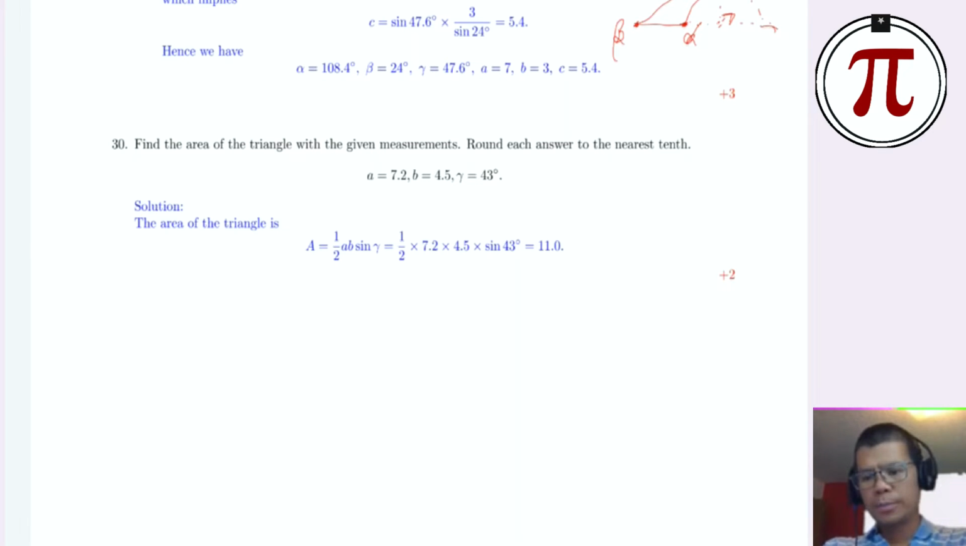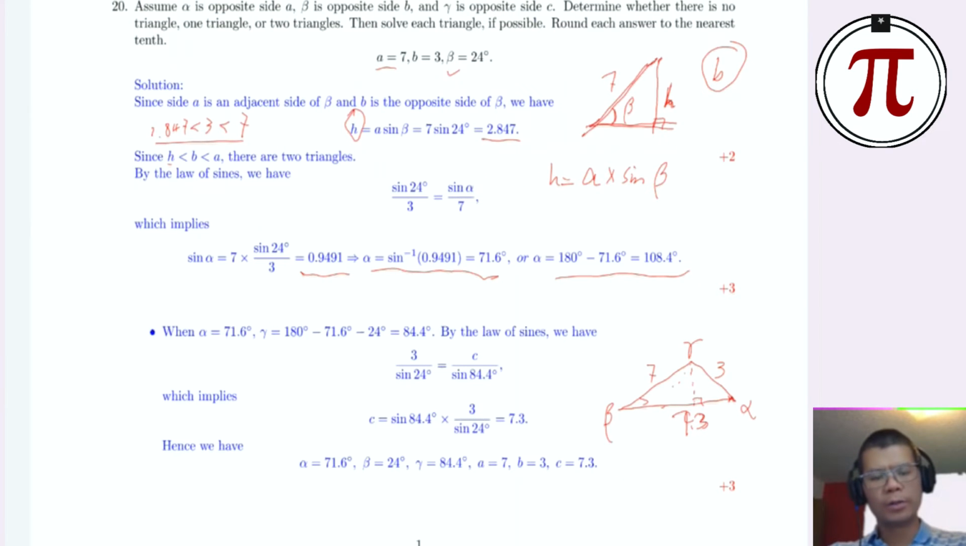Good. Several of us made errors on this one or missed at least one triangle. So just be careful on this one.